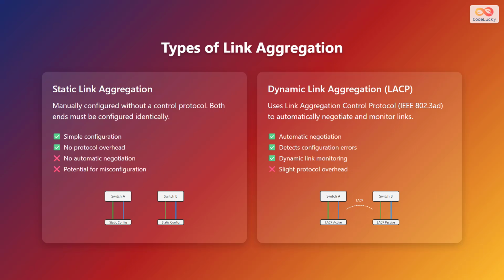Dynamic link aggregation uses Link Aggregation Control Protocol, that is, Institute of Electrical and Electronics Engineers 802.3ad, to automatically negotiate and monitor links. It has automatic negotiation and detects configuration errors. Dynamic link monitoring is another feature. However, it has a slight protocol overhead.